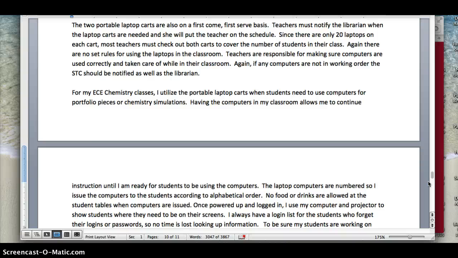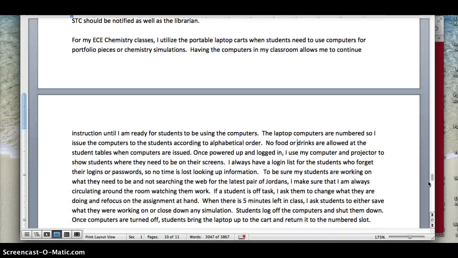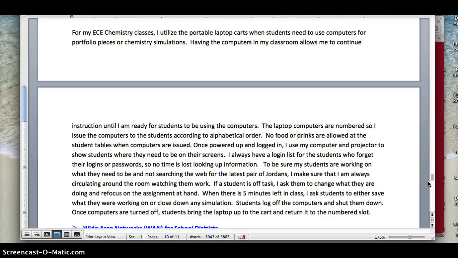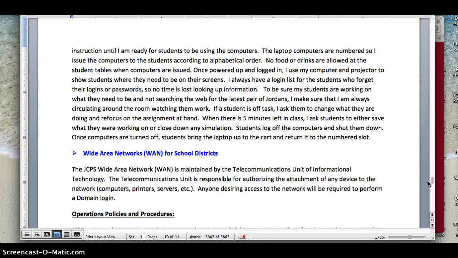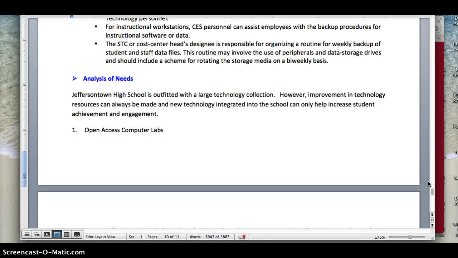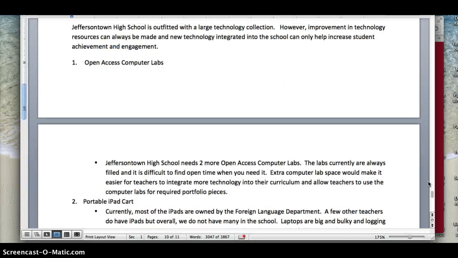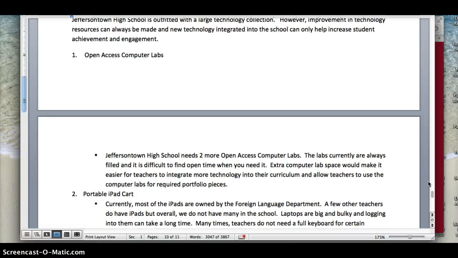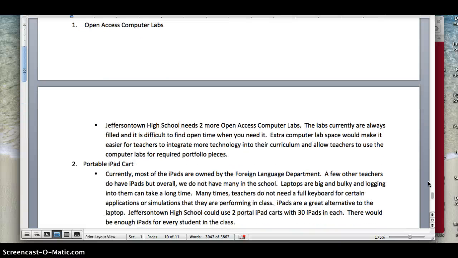Now, having ECE students, I most often use the portable laptop carts for my kids. I just find it easier for me to bring the computers to them instead of dragging them across the building to a lab. My analysis of needs would be more open access computer labs. Just last week, J-Town started building a new lab out of the library, so we are adding one more open access lab.